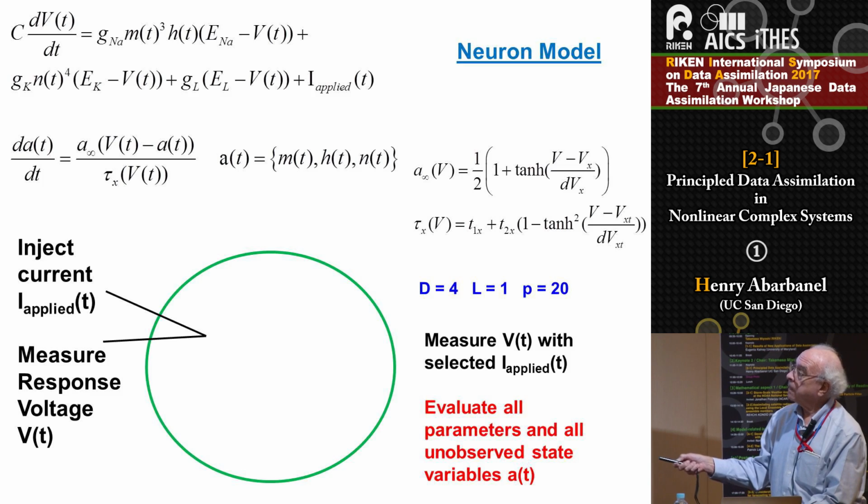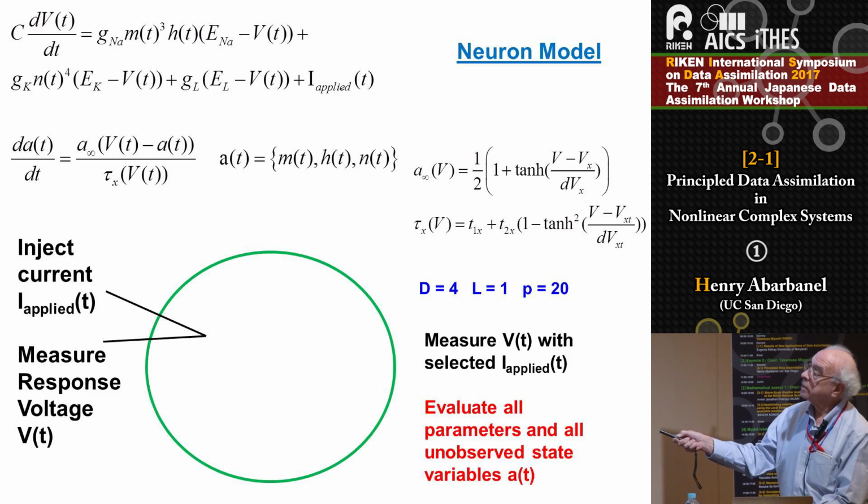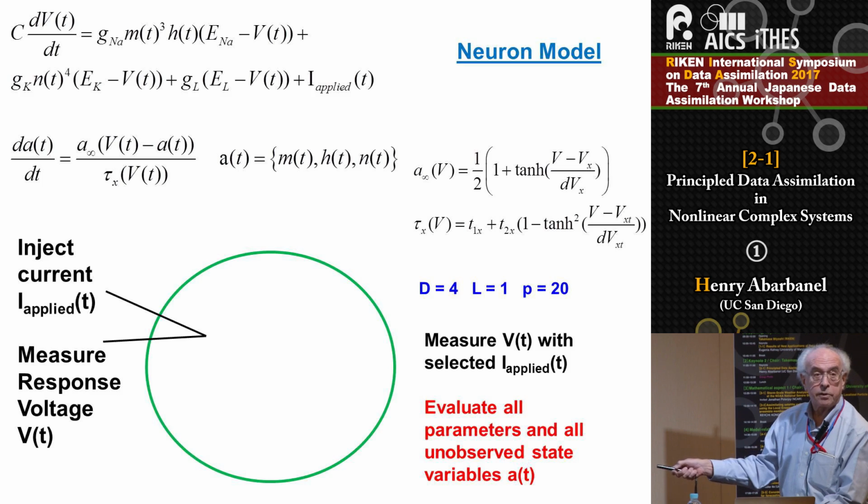The neuron responds through this equation by giving a voltage, which is the voltage across the cell membrane, indicated here. The cell is on the order of a micron. The cell membrane is on the order of 10 nanometers, just to give you a scale here. What one can do in experiments on individual neurons is to inject a current. I will show you explicitly some of the currents that are used, and measure the response voltage.